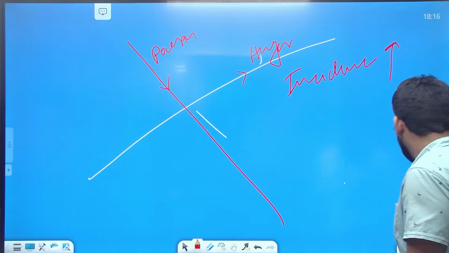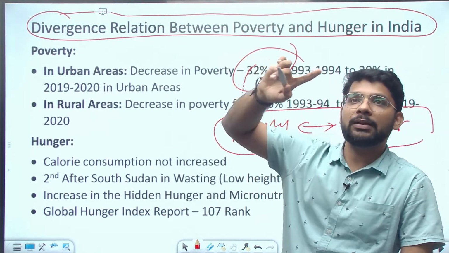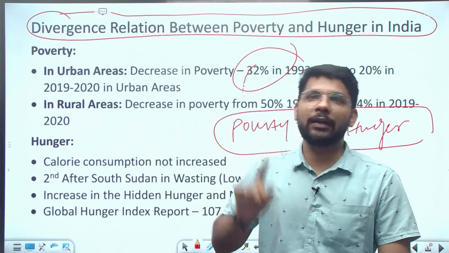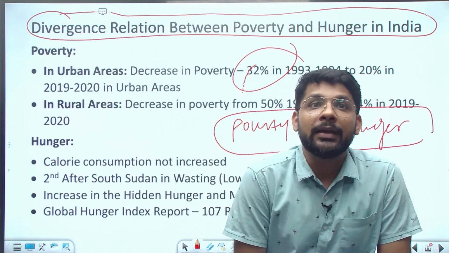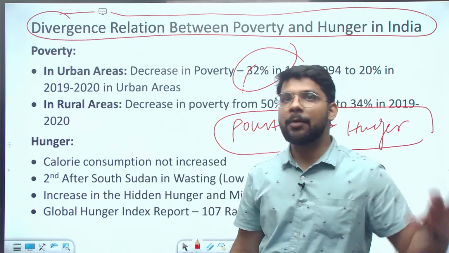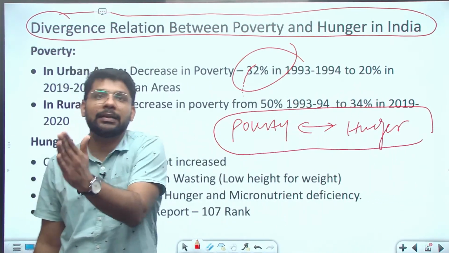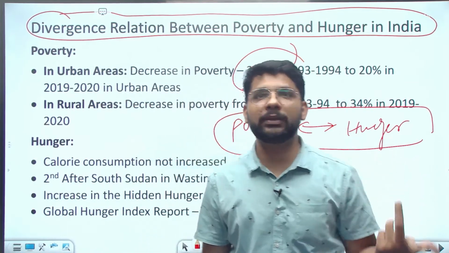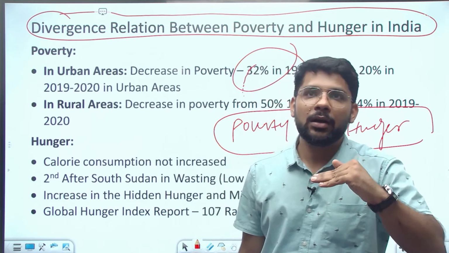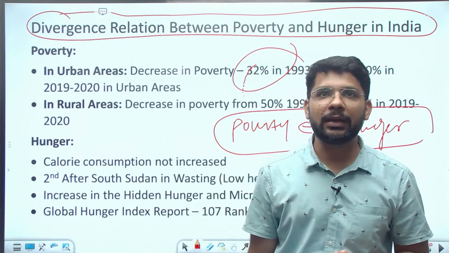As we see in poverty, there is a decrease from 32% to 20% in the urban area and from 50% to 34% in the rural area in the last 20 years. But if we come to hunger, we can see that over the last 20-30 years, calorie consumption has not increased for most of the population. The calorie consumption was at a limit and has not increased in the last 20 years.